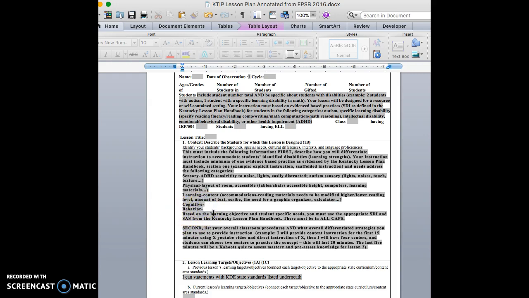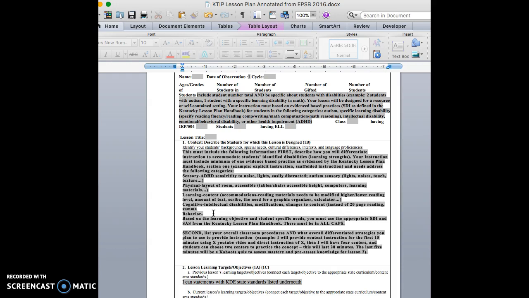Cognitive differences are students with intellectual disabilities. And here we're thinking about the need for modifications or changes to the content. So instead of a 20-page reading, this will be summarized into 5 main points with pictures.